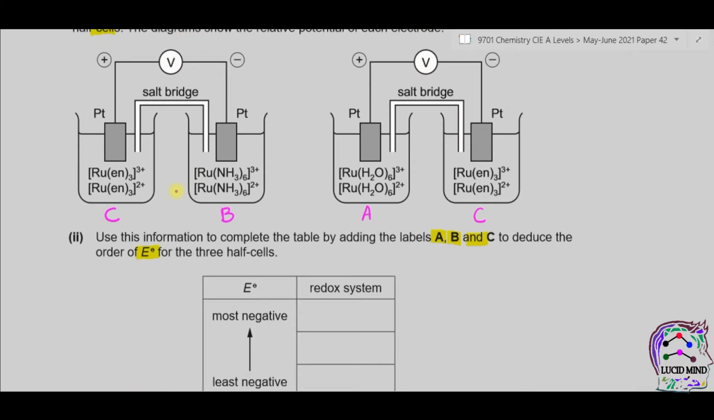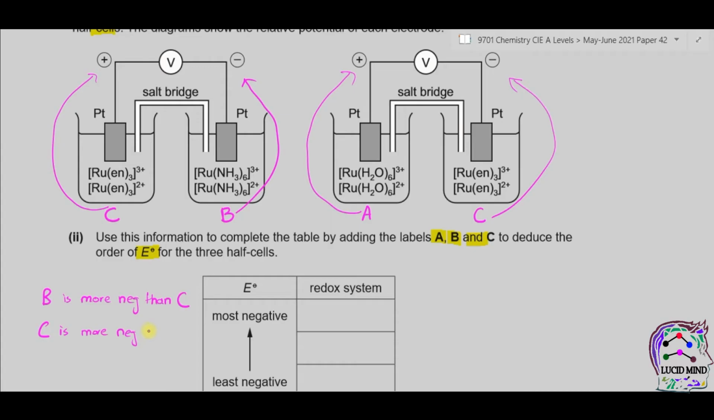Now from this we can see that B is negative and C is positive. So when comparing both of these, B is more negative than C. And when comparing A and C, we can see that C is negative while A is positive. So C is more negative than A. So we can say that B is more negative than C and C is more negative than A. So most negative will be B, least negative will be A, and in the middle we have C.